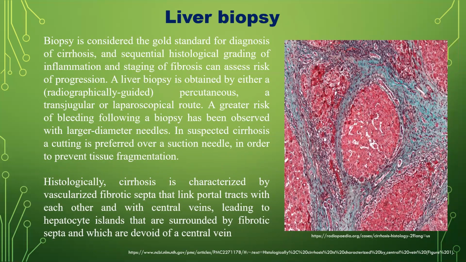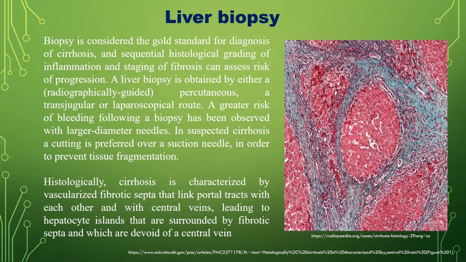Biopsy is considered the gold standard for diagnosis of cirrhosis, and the sequential histological gradient of inflammation and staging of fibrosis can assess risk of progression. A liver biopsy is obtained by a radiologically guided percutaneous route, usually ultrasound guided, or by a transjugular or laparoscopic route. A greater risk of bleeding following a biopsy has been observed with larger diameter needles. In suspected cirrhosis, a cutting needle is preferred over the suction needle in order to prevent tissue fragmentation.